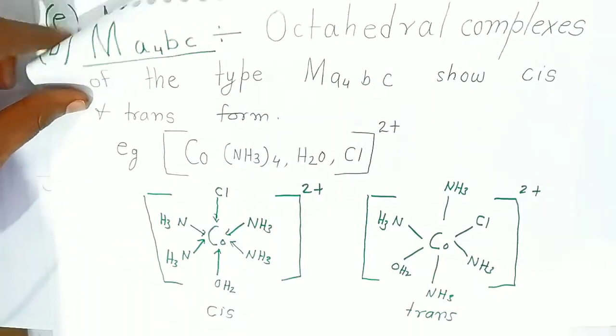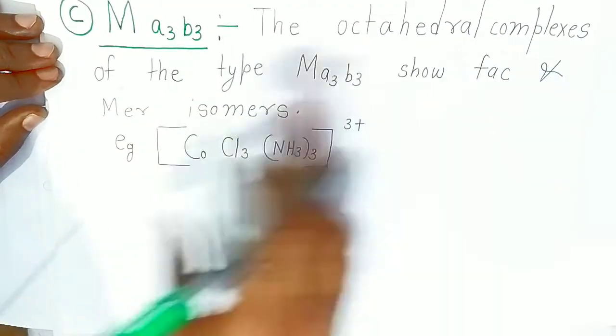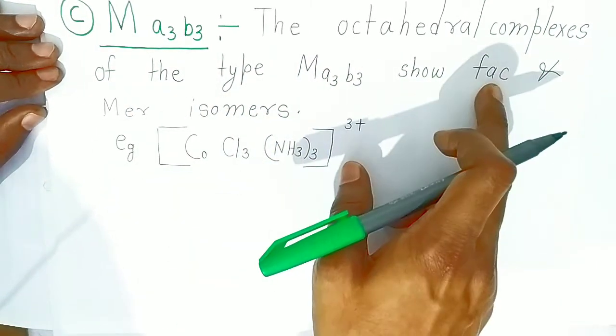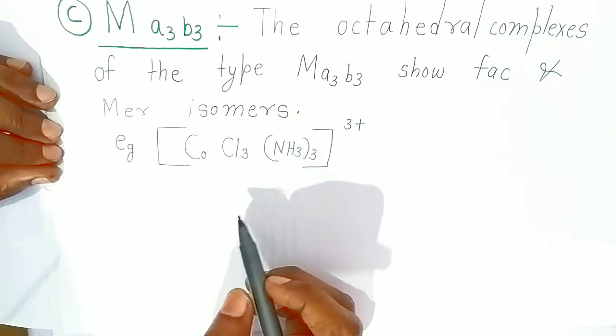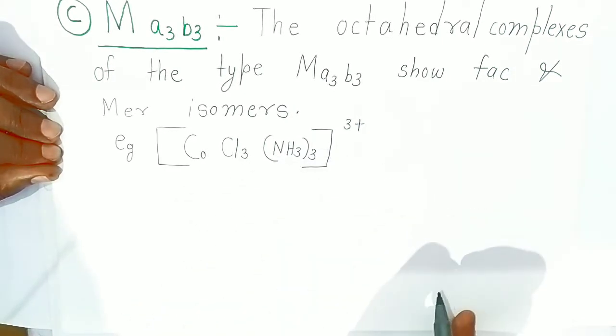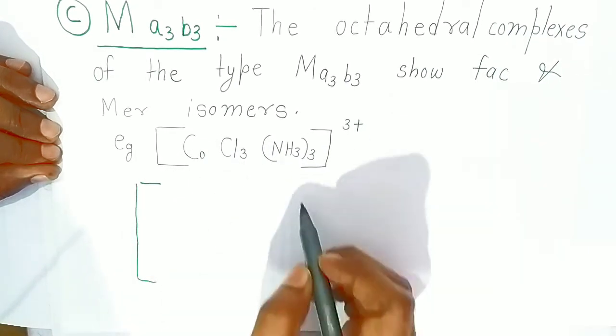Now the third type we are going to see is Ma3B3. The octahedral complexes of this type Ma3B3 show fac and mer isomers. We are going to write this complex, so it will also exist in 2 forms, fac complex and mer, meridional, as we call it. So you have to write the 2 structures like this. You make the 2 complexes.